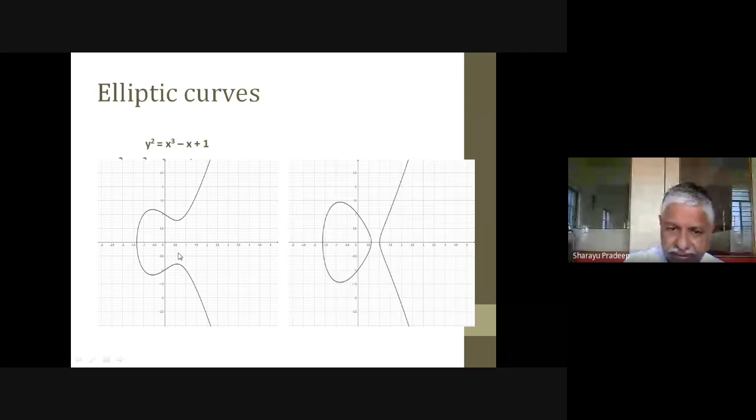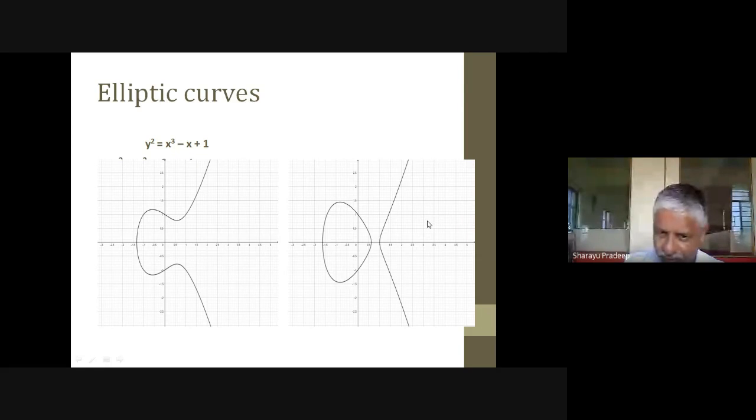And this is another curve. Unfortunately, the equation has not come. I think this equation is y square equal to x cube minus 2x plus 0.5. As I said, I transferred from one laptop to another and a lot of things have gone away. Anyway, don't bother. This is another equation.